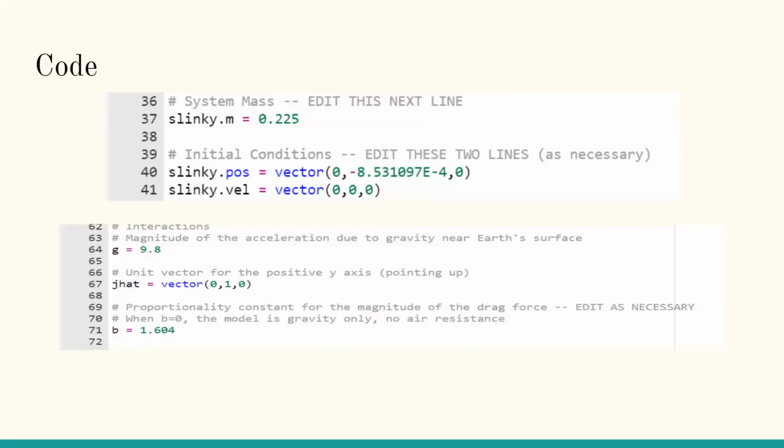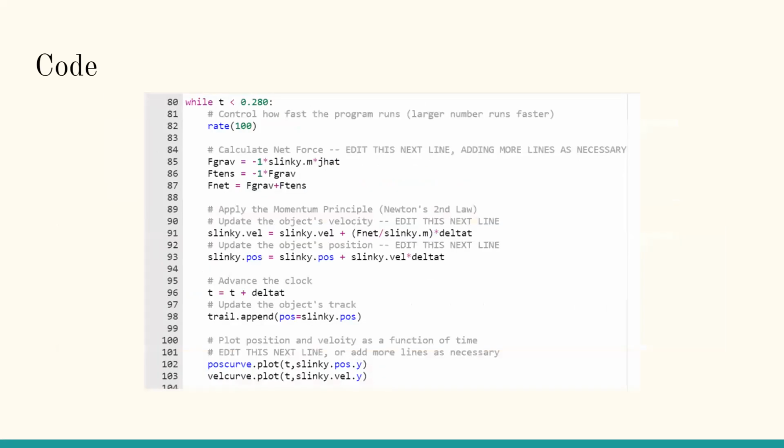After obtaining this data, I transitioned to Python to create a computational model of the predicted motion of the slinky. Using old start codes and editing them, I input the initial conditions for position and velocity that I just shared, as well as the slinky's mass of 0.225 kilograms according to my research. I set B equal to 1.604 in the end for the drag force based on trial and error. I then created 2 while loops instead of just the one that we had in an old lab.